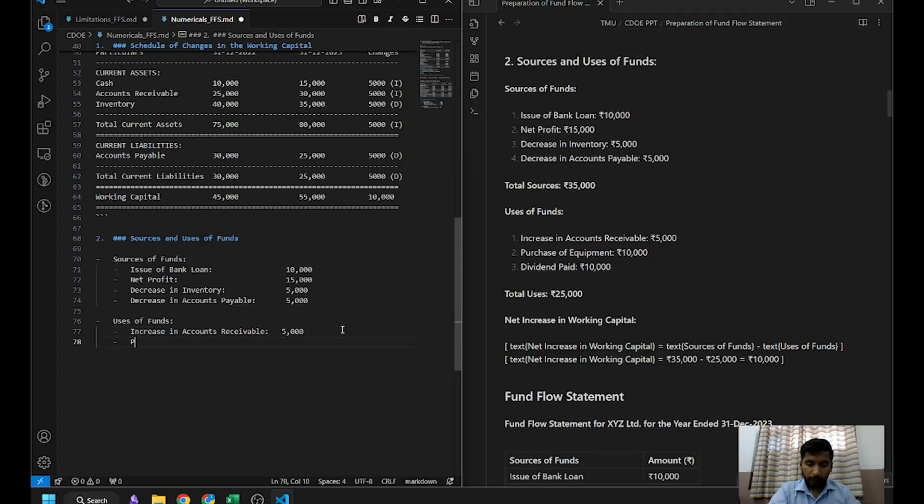Then, second, we have the purchase of equipment. We purchased equipment of rupees 10,000 and we paid the dividend of rupees 10,000. That means we have the total sources of funds as 35,000 and the total uses of funds as 25,000.